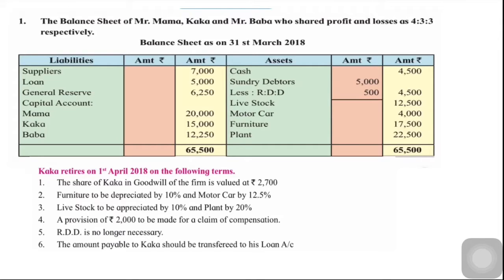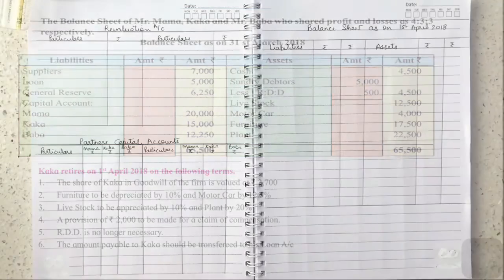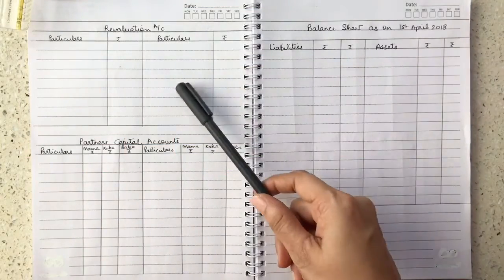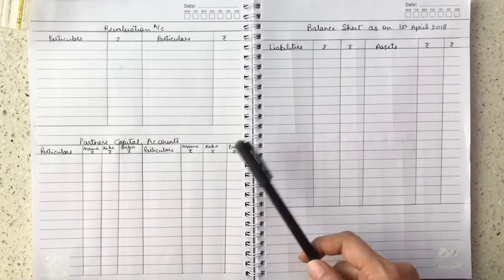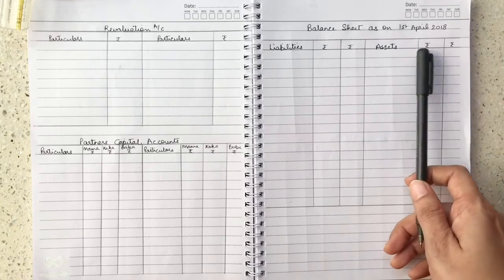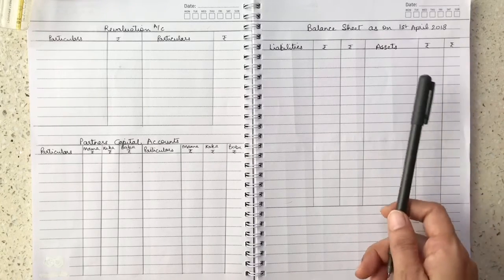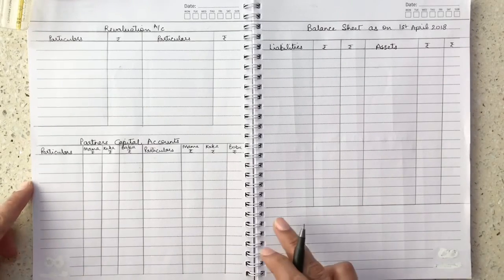Now what are we required to prepare? Revaluation account, partner's capital account and balance sheet of the new firm. Okay. So let's get started. Let us start. This is our revaluation account, partner's capital account. 3 partners are there, Mama, Kaka and Baba, and balance sheet as on 1st April 2018. So let us start with the previous balance sheet given to us.